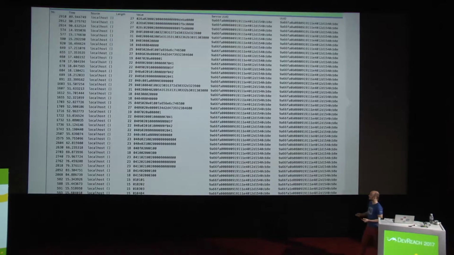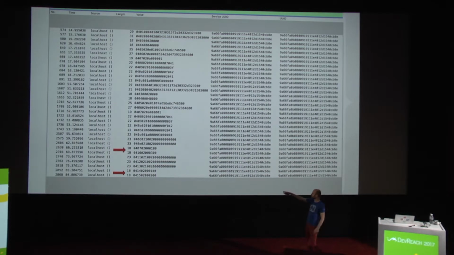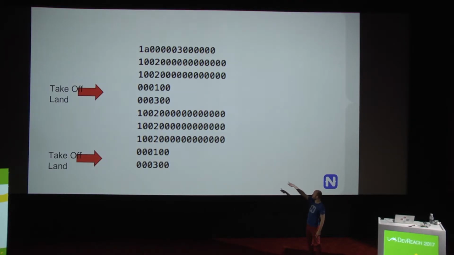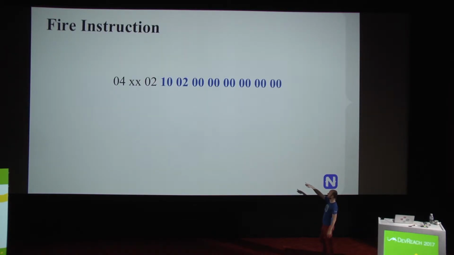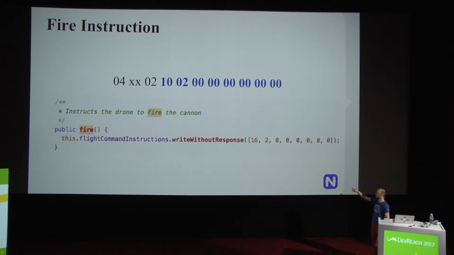I can take it step by step, what I was doing with it. So finding those values, I was able then to isolate this and say, okay, this is the exact command I need to use. So basically, the actual values will be 10, 02, and a lot of zeros. And then in my code, I was able to add the fire function. So with doing that, now I can basically call write without response, pass all those values, and then we're ready to go.